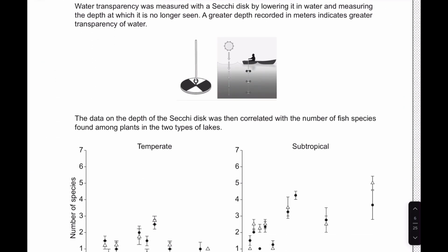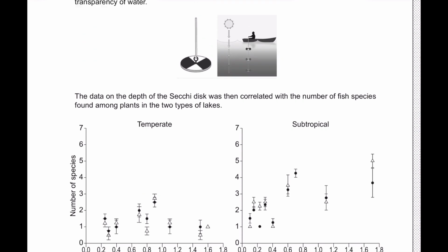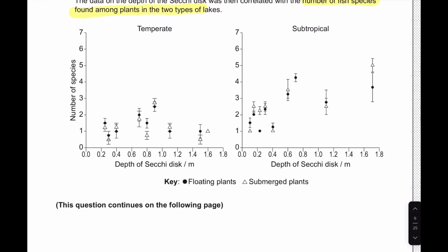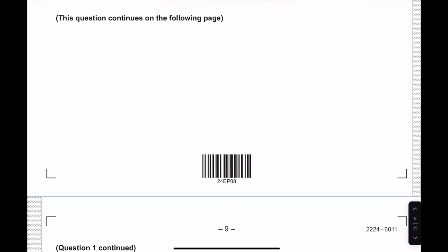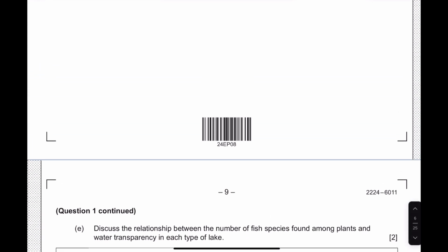Now next, another graph is given where the depth of a disc is given. The purpose of this Secchi disc is to check the transparency of water. So the more the distance covered, the more transparent the water will be. Greater depth is then correlated with the number of fish species found in two types of lakes. So you can see the number of species and the depth of disc in two different locations.